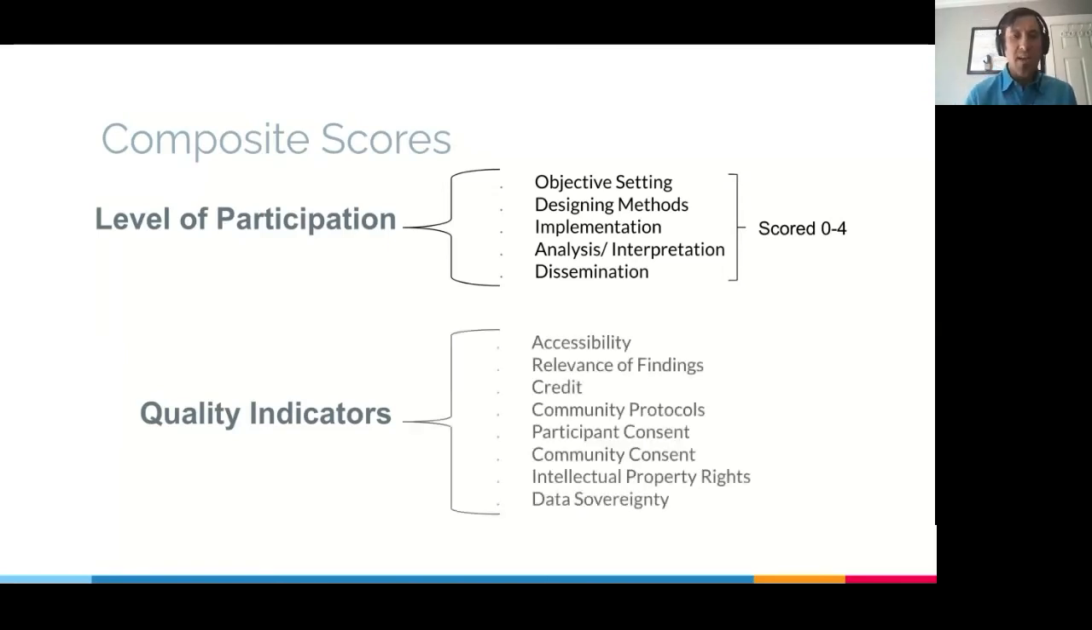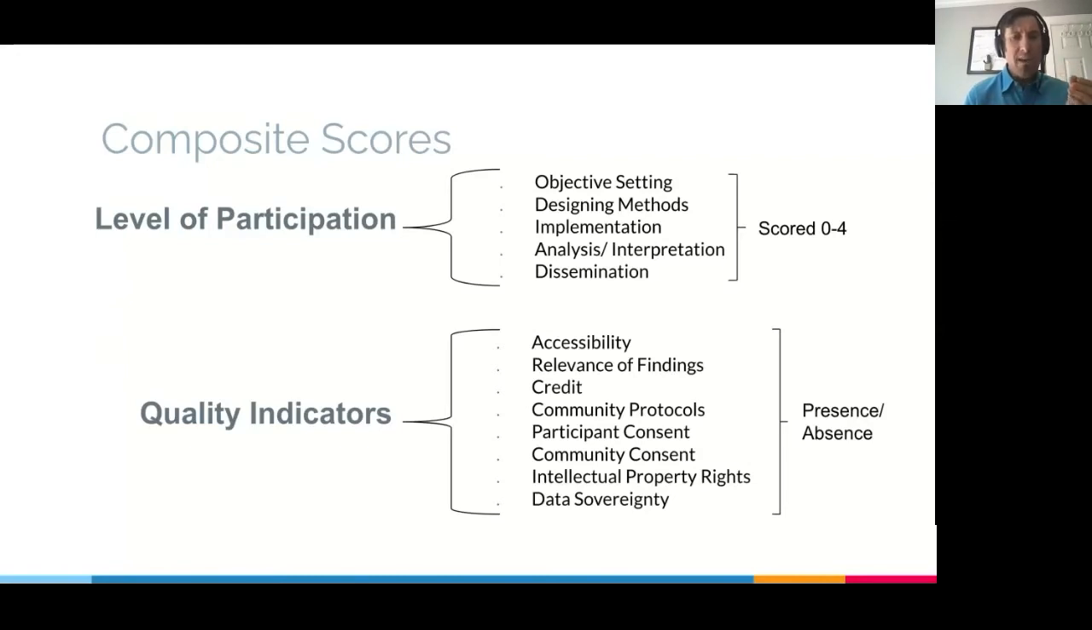And then for quality indicators, we identified 8 different indicators that we looked for across each of the studies to give a better sense of the extent and quality of that collaboration and that participation, ranging from accessibility of findings to whether or not they speak to data sovereignty and intellectual property.